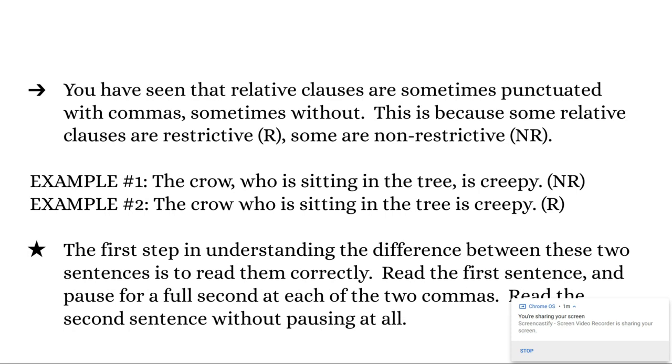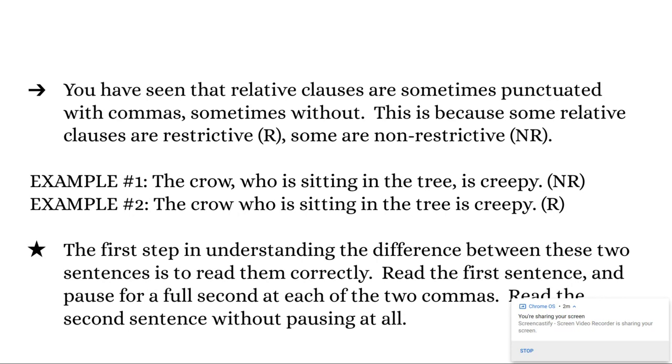Okay, so you've obviously seen that relative clauses sometimes are punctuated with commas and sometimes without. The reason for that is because of those strange terms that I just told you a couple of minutes ago. Some of those clauses are restrictive, and some of them are non-restrictive. So as we go through this, sometimes you're going to see a big R after one of my sentences, sometimes you're going to see an NR, and all that means is restrictive and non-restrictive. And we're going to talk about what that means in just a second.